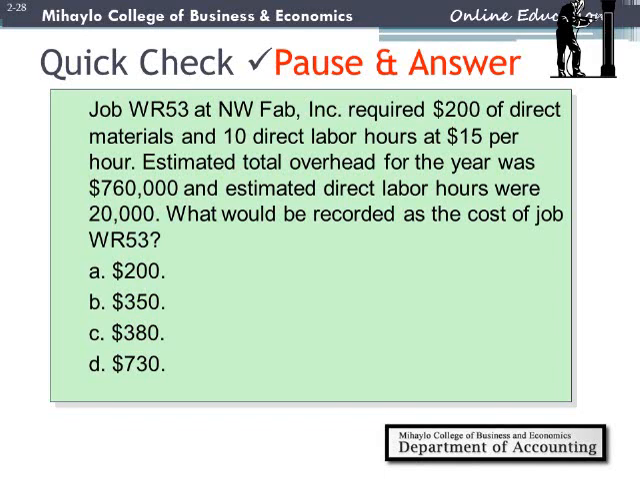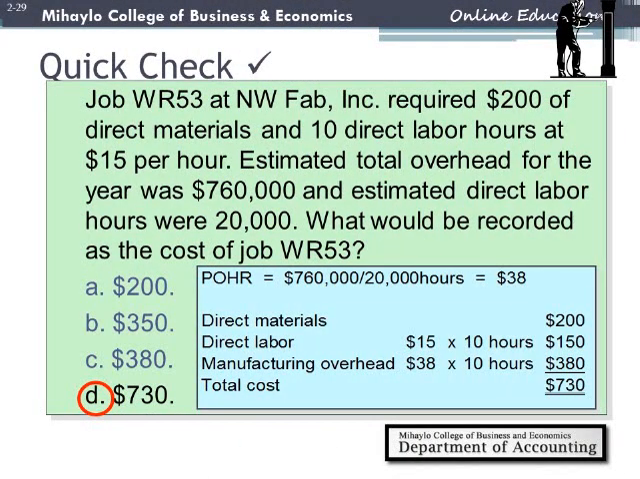This problem may take a while to solve, but it will be well worth your time to complete the computations. The cost of job WR53 is $730. This consists of direct materials of $200, direct labor of $150, and manufacturing overhead of $380.